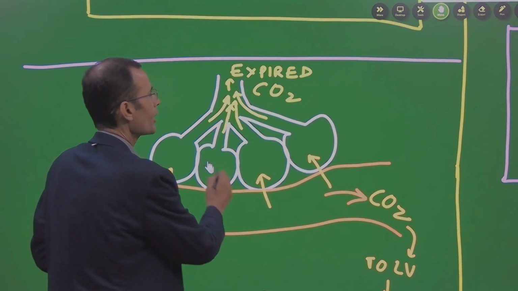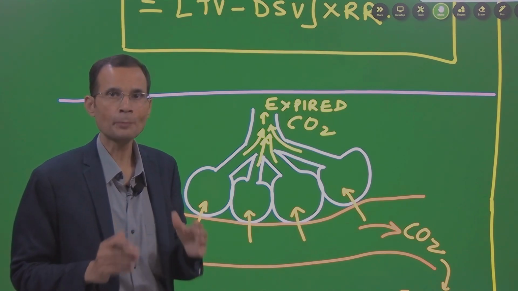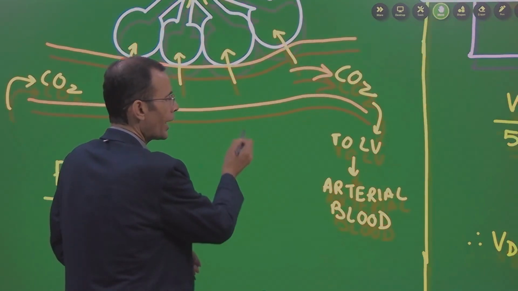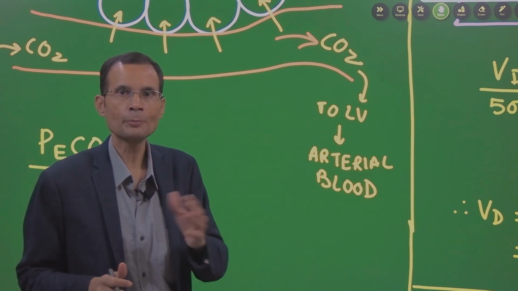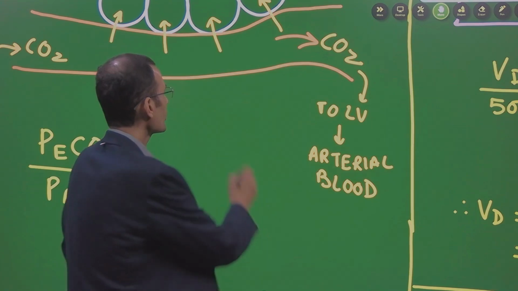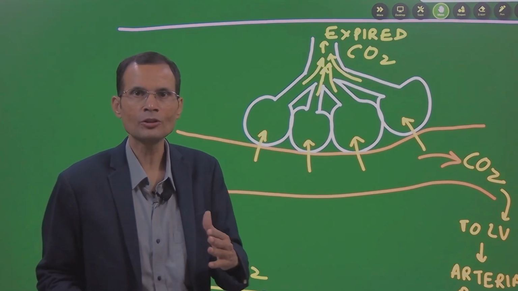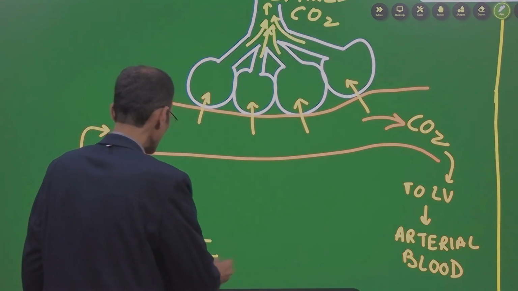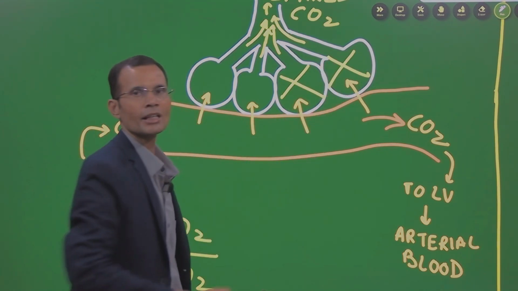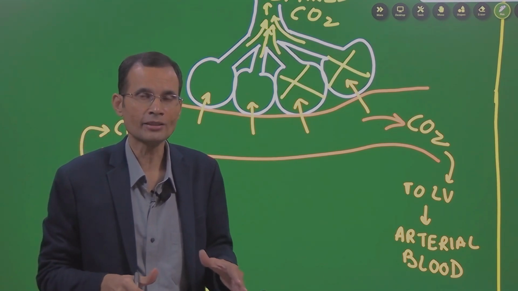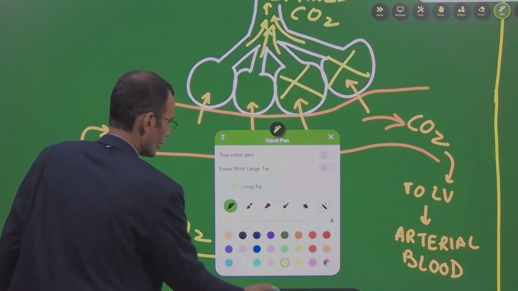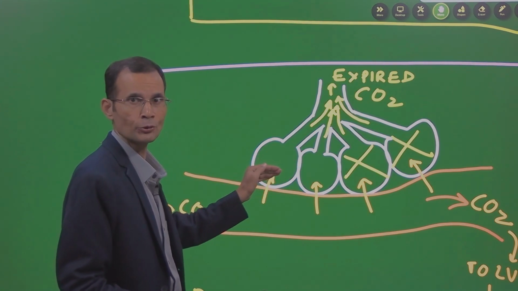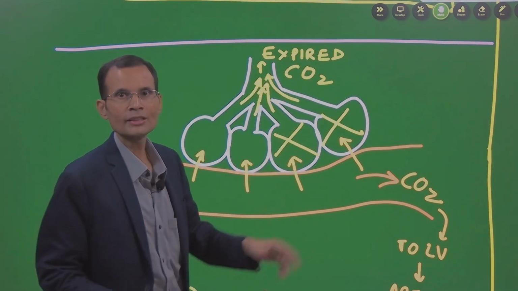So we have two things now. One is expired CO2 and its partial pressure, which we call PeCO2, the partial pressure of CO2 in the expired air, and the other is CO2 in the arterial blood and its partial pressure, PaCO2. How do we know about the dead space from this particular ratio? Let's assume for a moment that these two alveoli are not functioning, they are not taking part in gas exchange. So that becomes a dead space. That means only these two alveoli are where CO2 is diffusing, and the CO2 is coming out in the expired air.